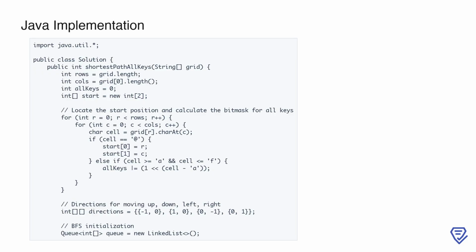Next, we iterate through each cell in the grid to locate the starting position, marked as @, and calculate the bitmask for all keys by setting specific bits in allKeys. For example, if we encounter a lowercase letter like a, we set the corresponding bit for that key. Finally, we define the movement directions for navigating the grid, up, down, left, and right, and prepare for a breadth-first search by initializing the queue.